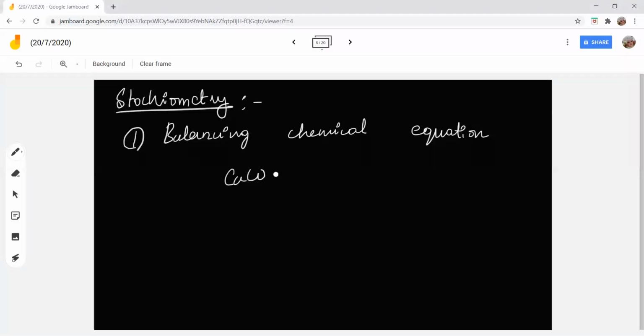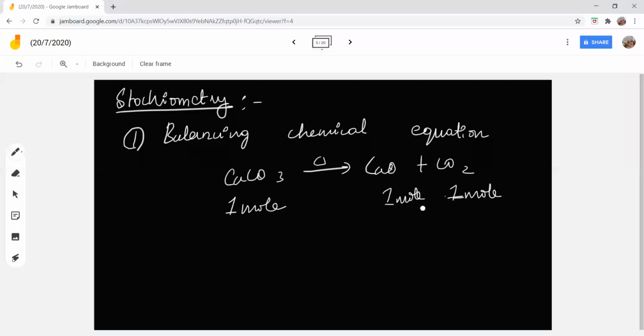For example, CaCO3 gives you CaO plus CO2. The meaning of this is one CaCO3 gets decomposed to form one calcium oxide and one carbon dioxide. Similarly, you could say from this that 1 mole of CaCO3 on heating gives 1 mole of calcium oxide and 1 mole of carbon dioxide.